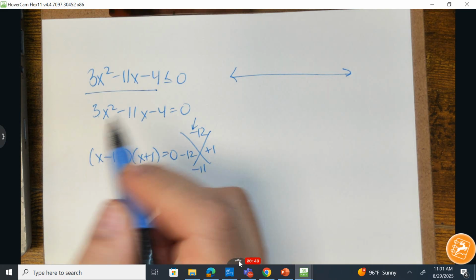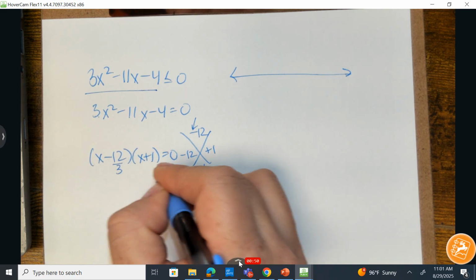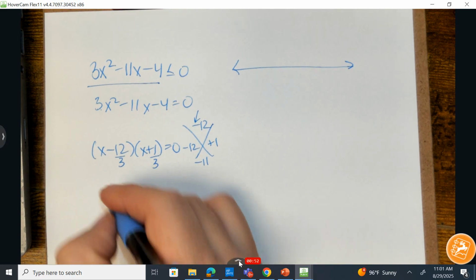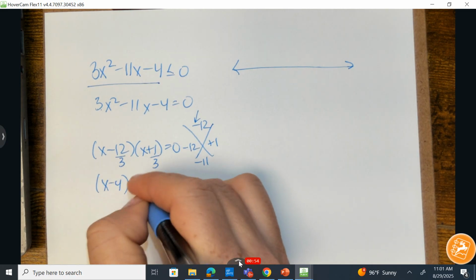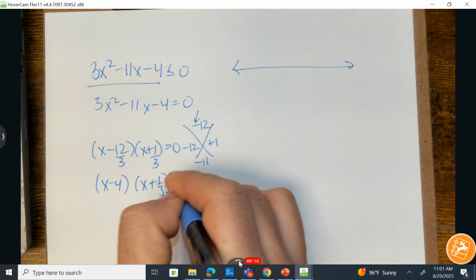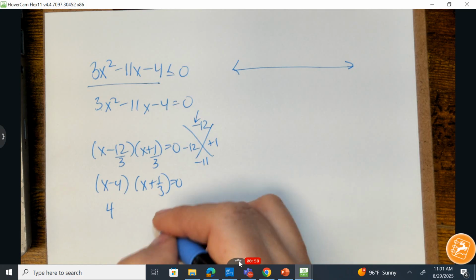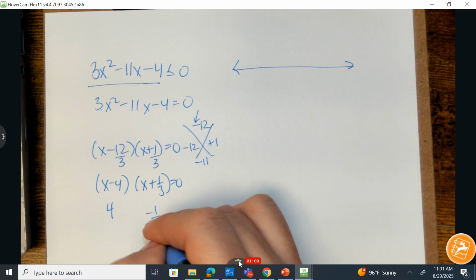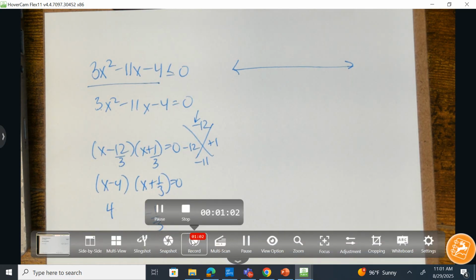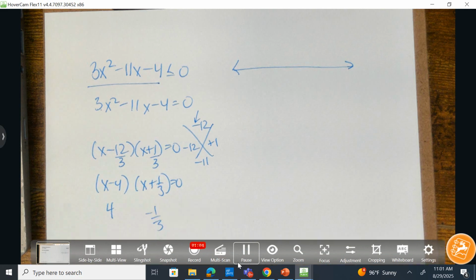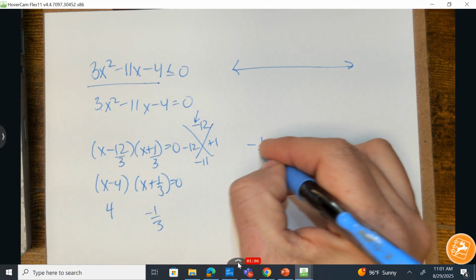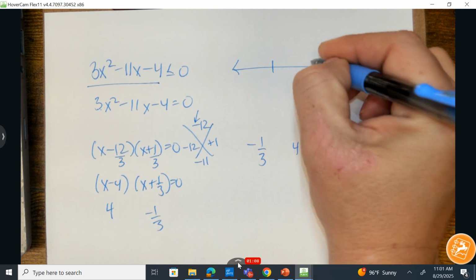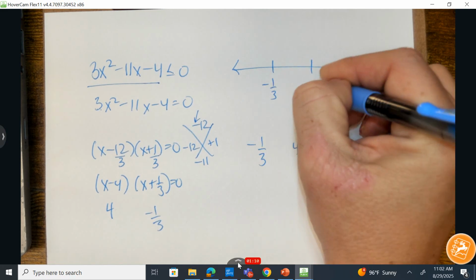Now remember, when the leading coefficient using this method is anything other than positive 1, I do need to put it down below. And then I simplify. I can't simplify, so I leave it as is. I believe one hash mark is at 4. I believe the other is at negative 1/3. Okay, so now we are going to write these in order. So negative comes before positive. I'm going to come up here with a negative 1/3 and a positive 4.